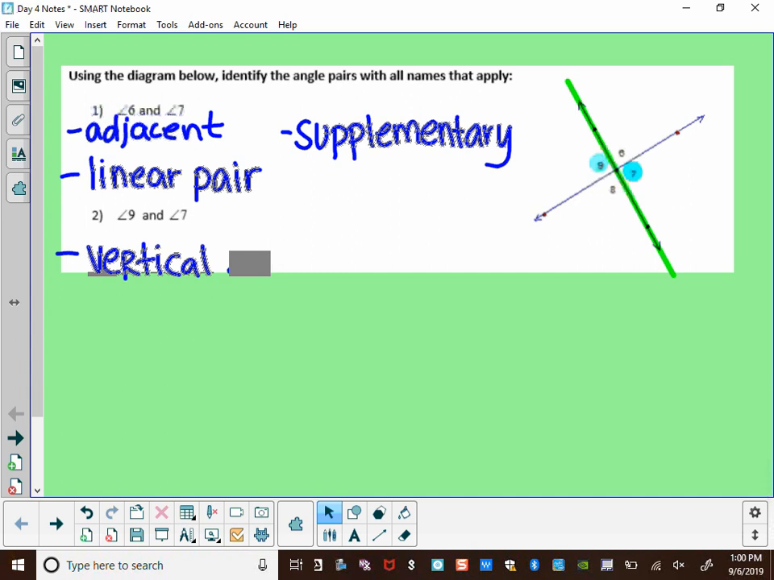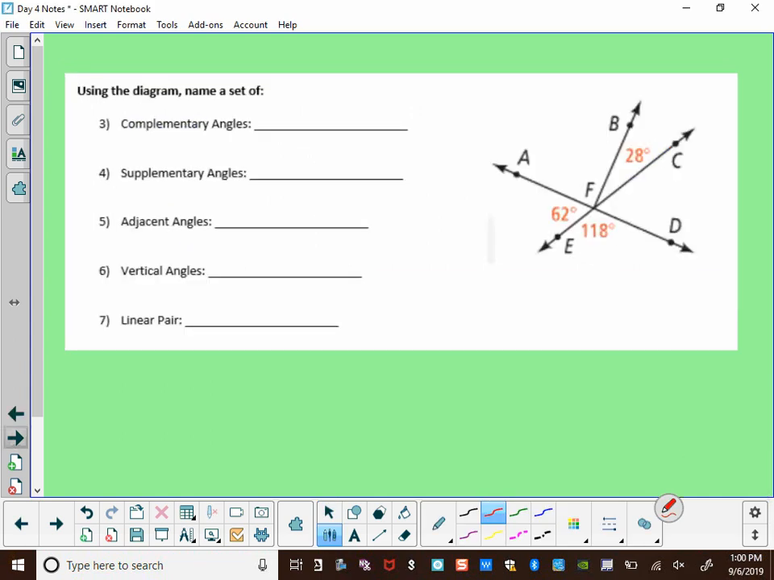Alright, let's finish this up. We're good on this page. Alright, now here. It says, using the diagram, name a set of angle pairs for all these angles. Before we get started, let's fill in something, okay? These pictures can be confusing, so we're gonna do it together. We have to break these pictures down piece by piece.